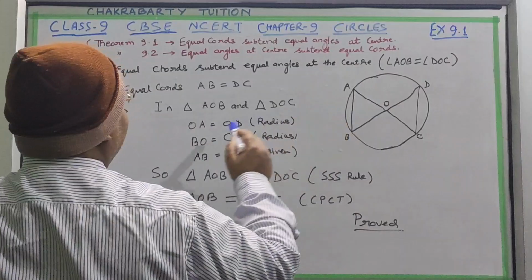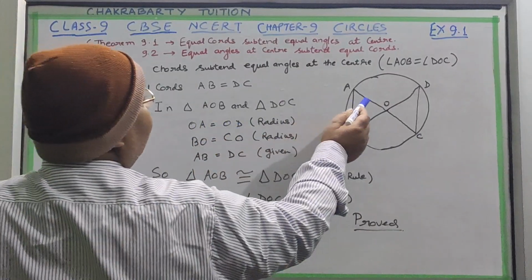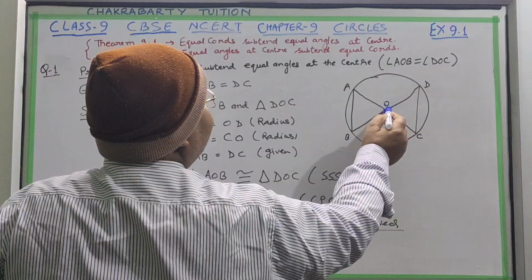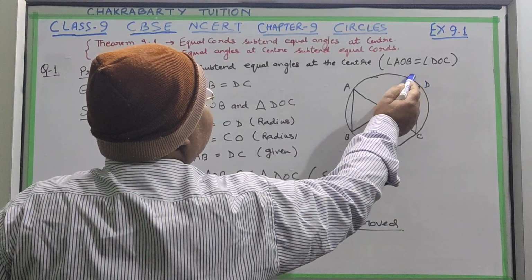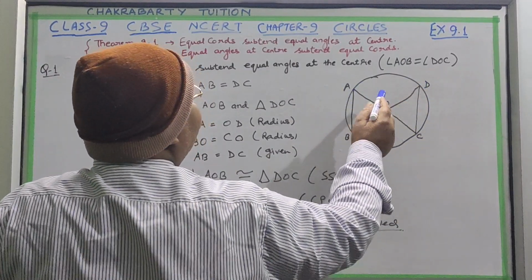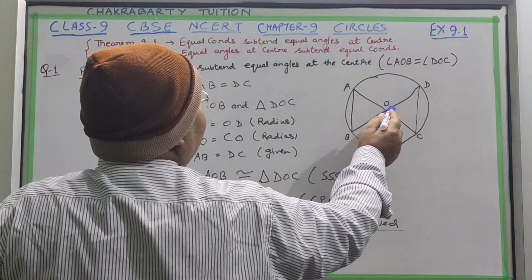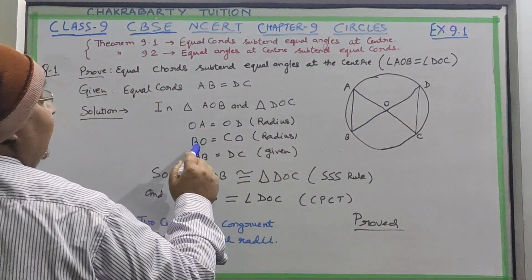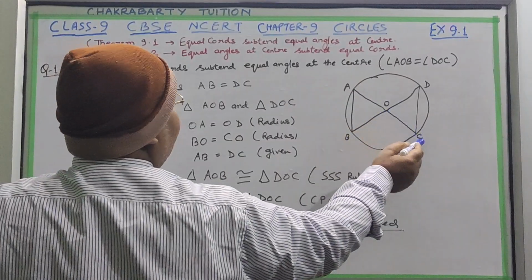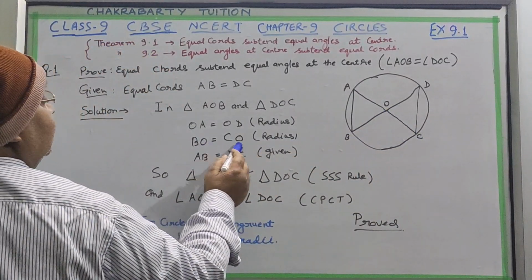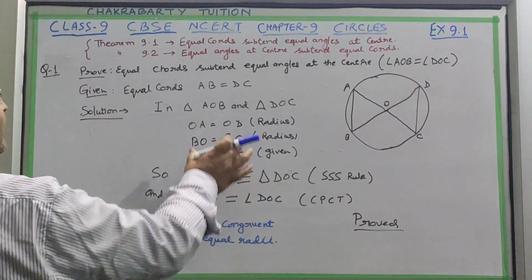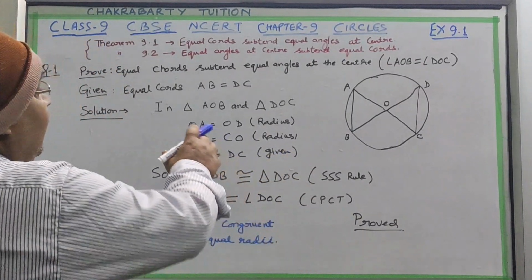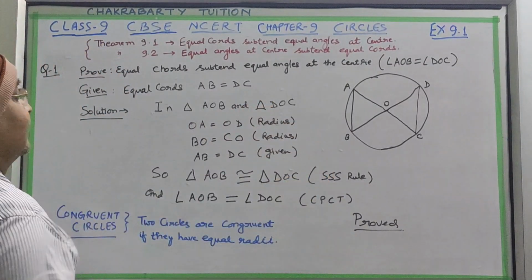So in this triangle, OA and OD, here is the center, and any line from the center which touches the circumference of the circle is a radius. So this radius and this radius will be equal, and likewise BO and OC are also radii, so these will be equal too. Why have we written it earlier? Because while writing it takes too much time. That's why we first write and then explain.